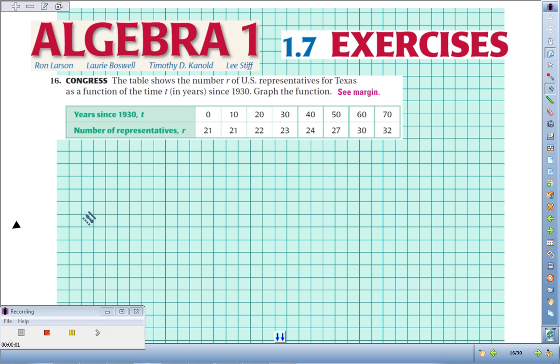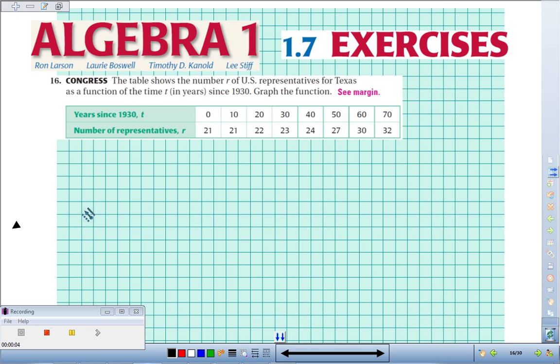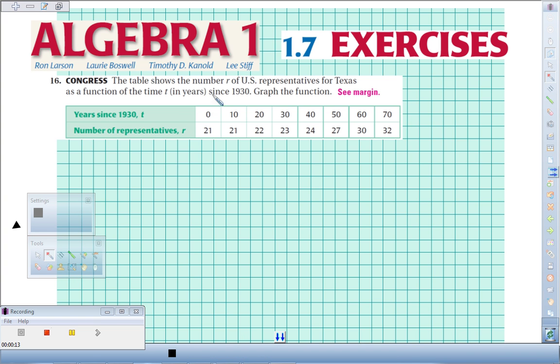Okay, number 16, we have Congress. Table shows the number R of U.S. representatives for Texas as a function of the time T in years since 1930. We're supposed to graph the function. Well, let's make sure we know what this means.